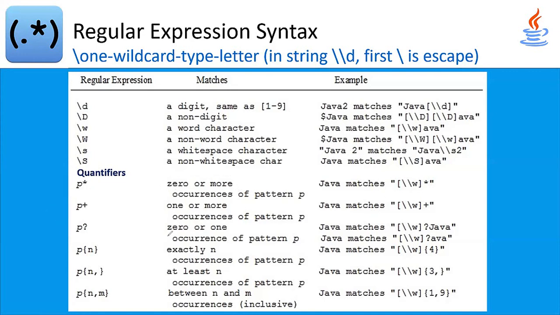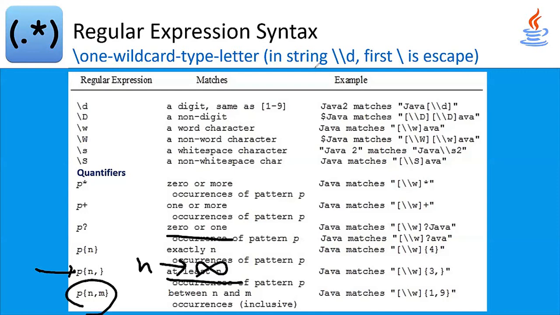Question mark means 0 or 1. Question mark means maybe exist, maybe not exist. So it's actually 0 or 1. Plus is like at least 1 or more. Star actually is a wildcard. You may have it or not have it. And then you can have N or N comma. N comma means at least N. So it is actually N to infinity.